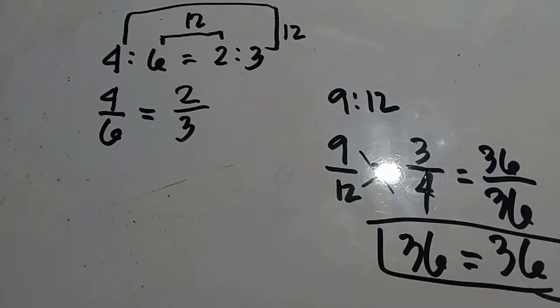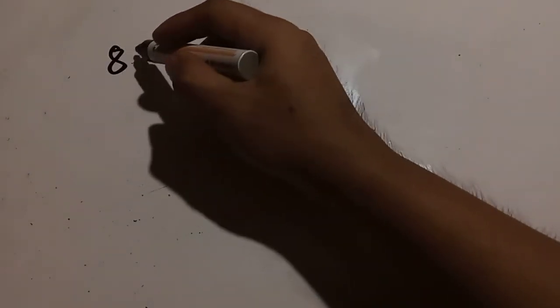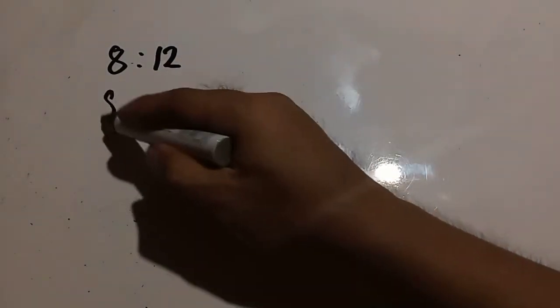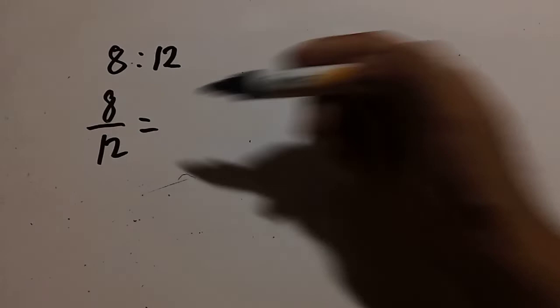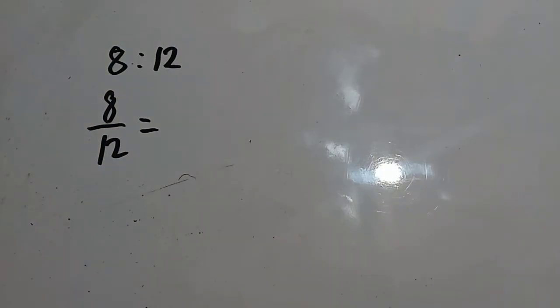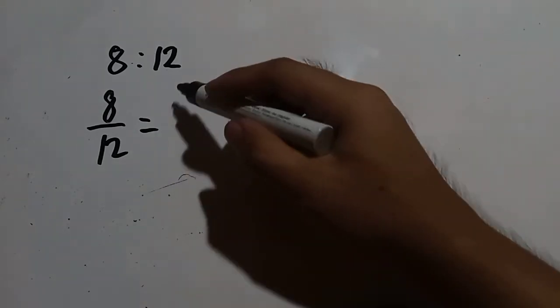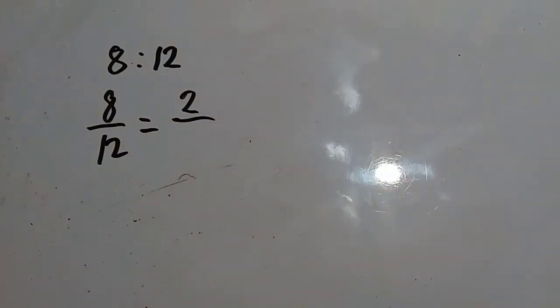Nagets? Okay, another example. So, 8 is to 12. In simplest form, so we have 8 over 12 equal, anong common factor ng 8 at 12? By 4. So, 8 divided by 4, that is 2. 12 divided by 4, that is 3.